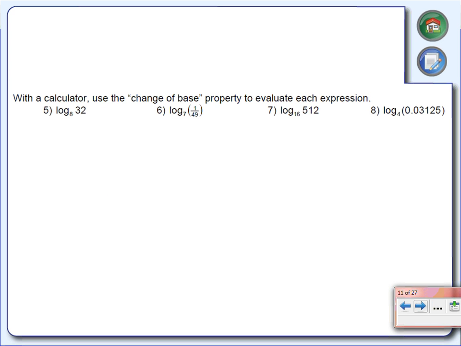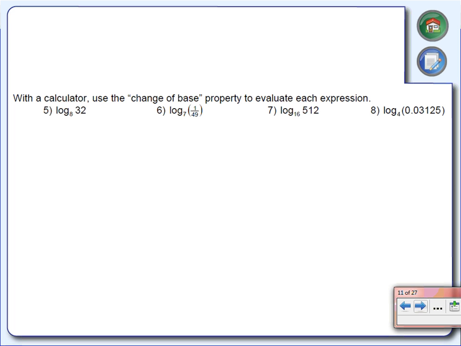Alright, so with our calculator, we're going to use this change of base property to evaluate some expressions. Now remember, number 5, log base 8 of 32. Can I put that in the calculator? Yes. Well, yes and no. No, we cannot, because it doesn't have a base of 10. However, some calculators can. So, what we're going to need to do is rewrite it using our change of base property.